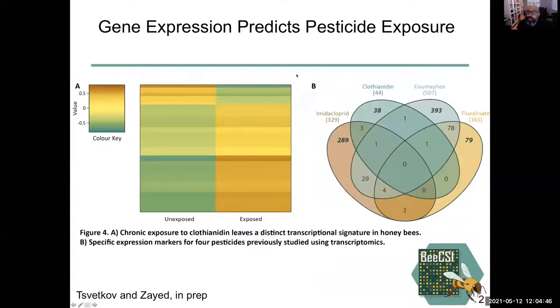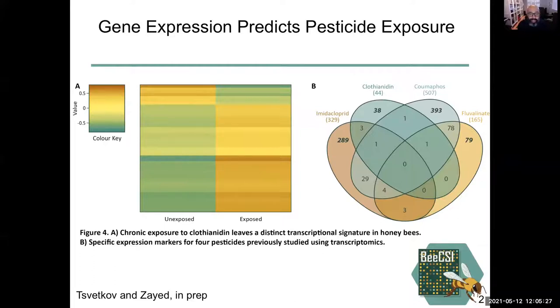We did some similar experiments looking at how exposure to agrochemicals influences gene expression in honeybee workers, and whether we could use that expression pattern to predict what bees are being exposed to in the wild. Panel A on the left is a heat map of a gene expression study where we took honeybee workers and exposed them to a pesticide called clothianidin. It's a neonicotinoid pesticide that is commonly used throughout pretty much the entire world.